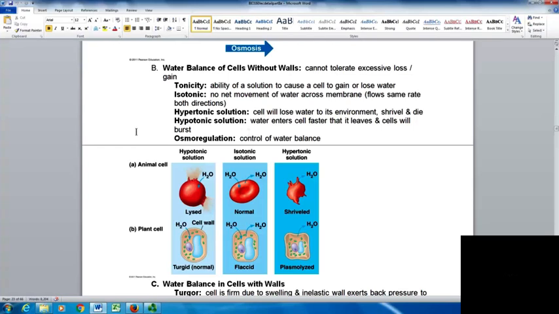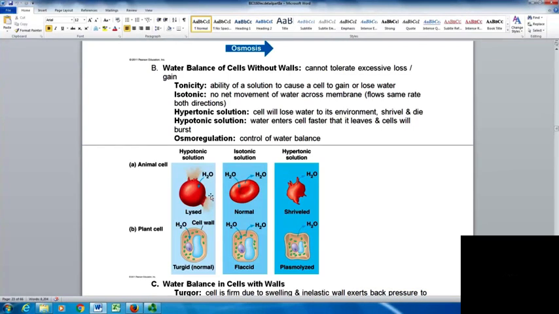So osmoregulation is just this control of water balance. So when we look at this example here, we've got an animal cell, which would be a red blood cell. You take the normal cell and you put it in an isotonic solution. Water is going to move in and out at the normal rate, equal in both directions. The cell will stay happy.